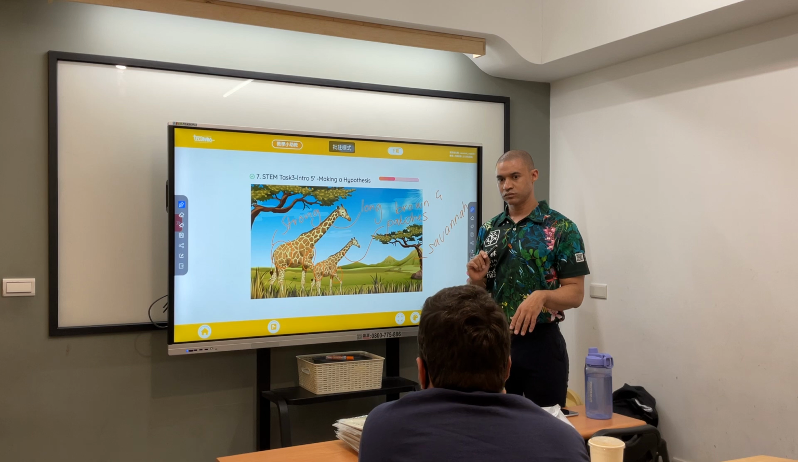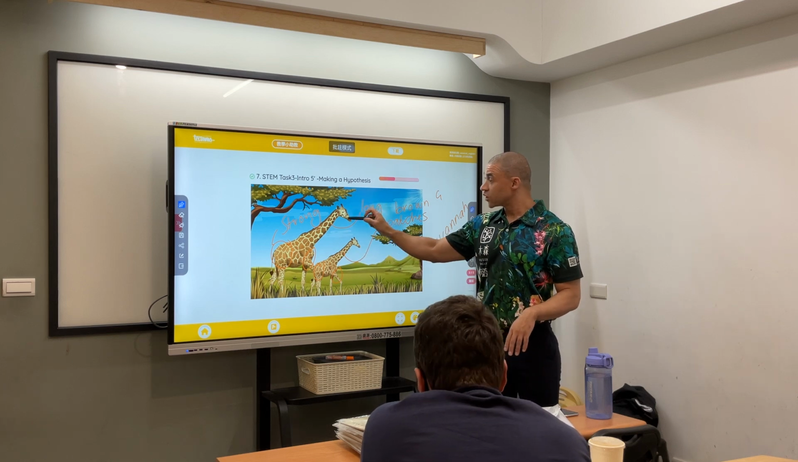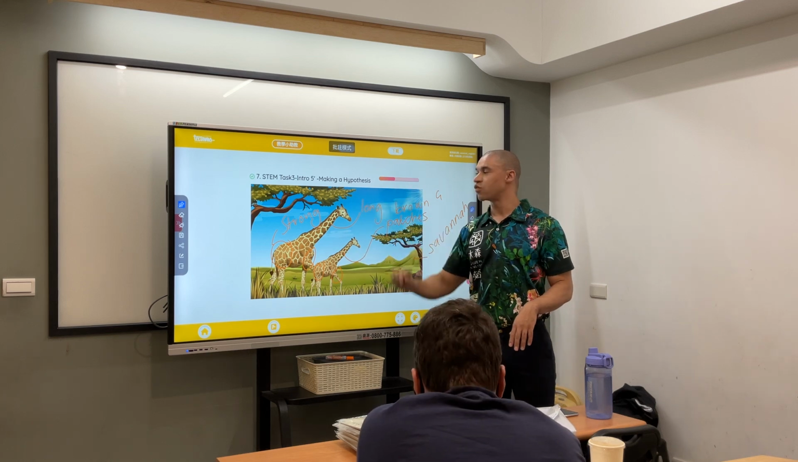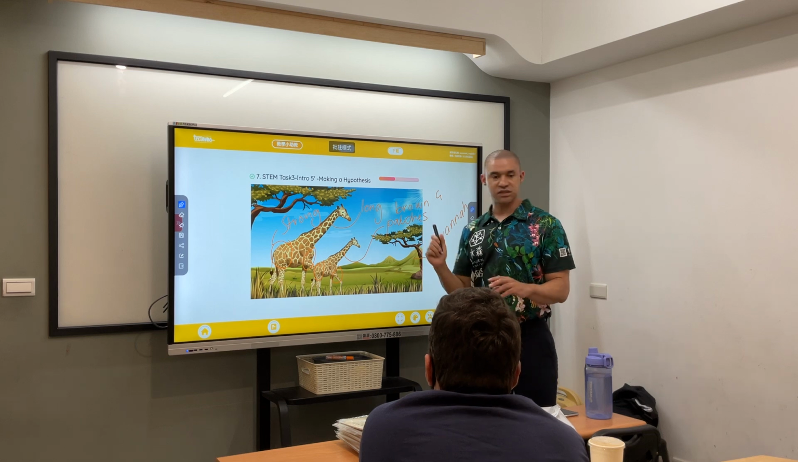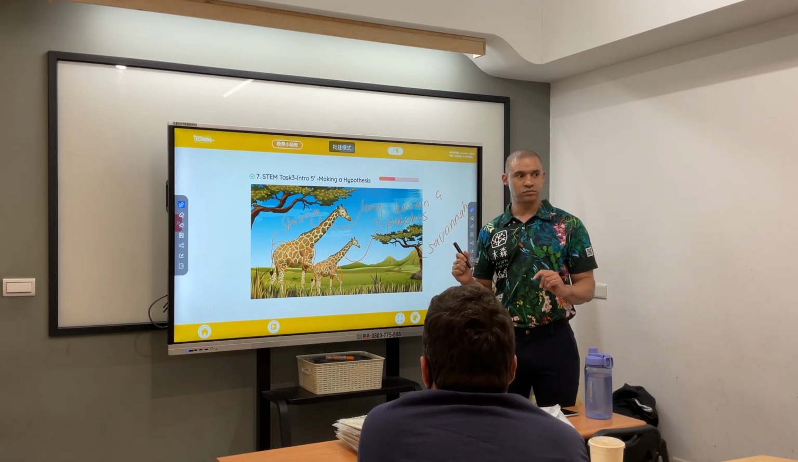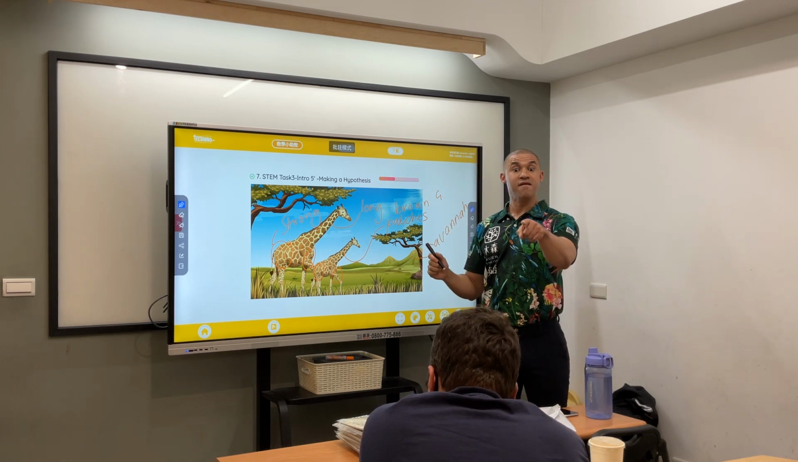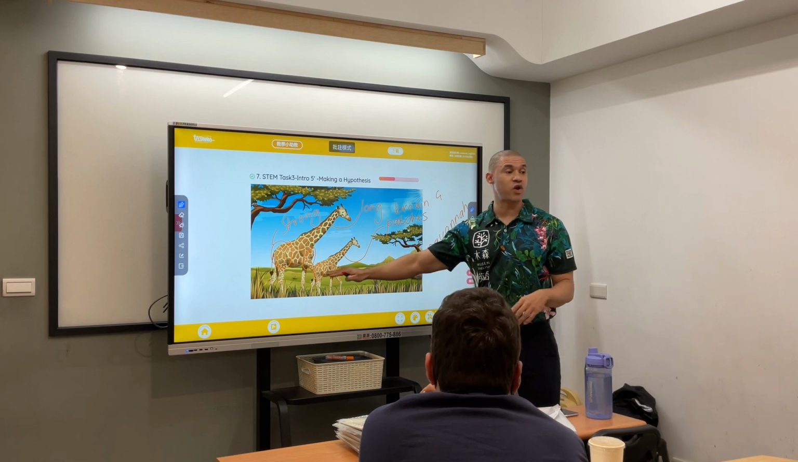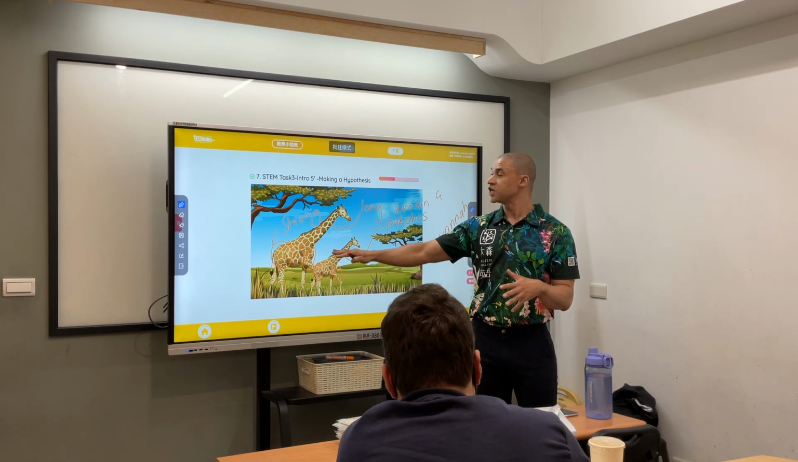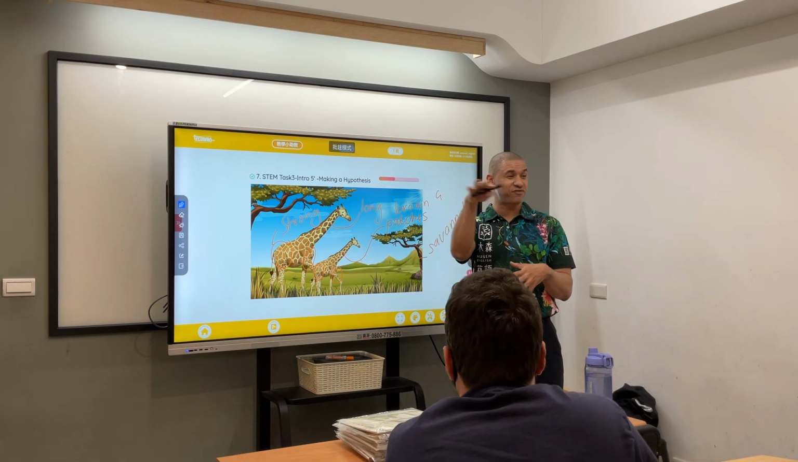They can use their long necks to eat the tall trees. Correct. The leaves on the tall trees. Right. And so what else? They can see the predators quite early. Very good. So look here, we don't have a lot of trees and a lot of flowers. So because they have long necks, they can see from very far away.